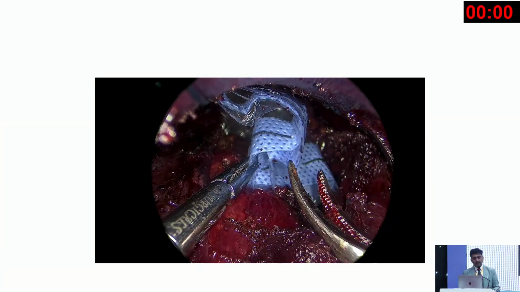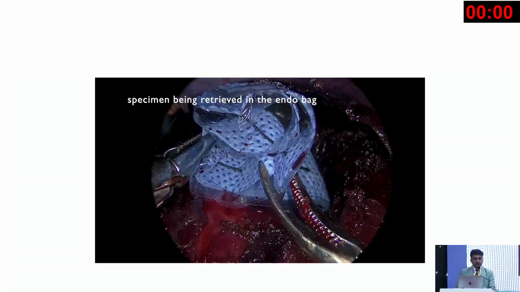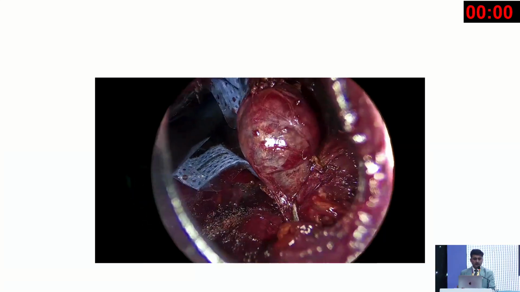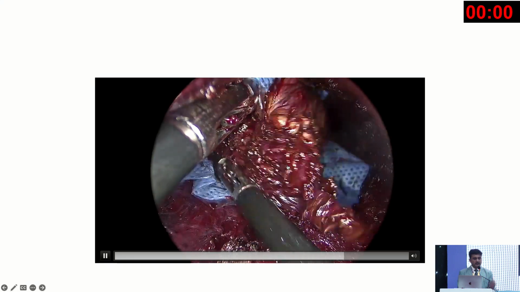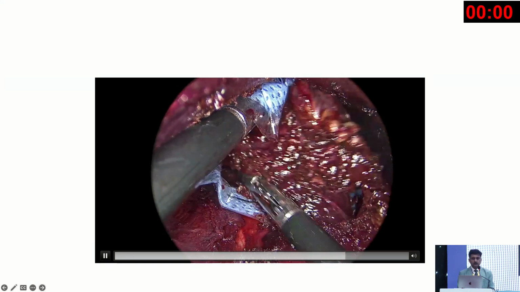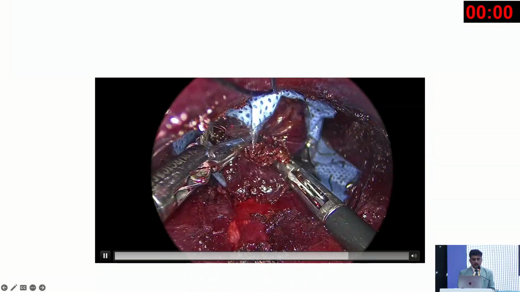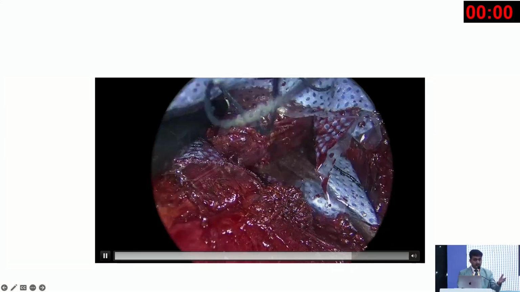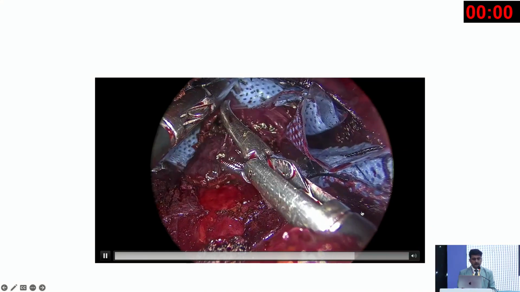Now this is the bag to retrieve the specimen. We cannot just pull the specimen, otherwise it will get broken somewhere or it may have some tissue left behind in the track. So we always put this in a bag. This is a simple plastic bag. This also ensures that there is nothing left behind. Even if this breaks while removal, the tissue is still within the bag and it doesn't get spilled.